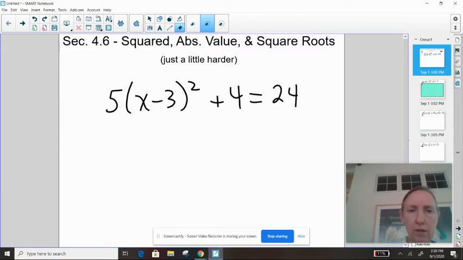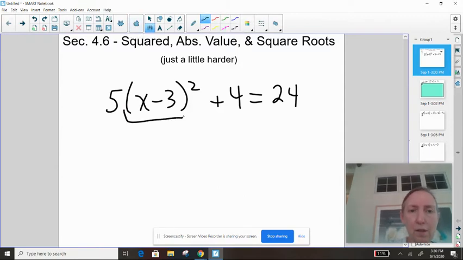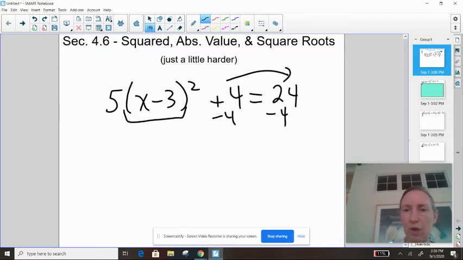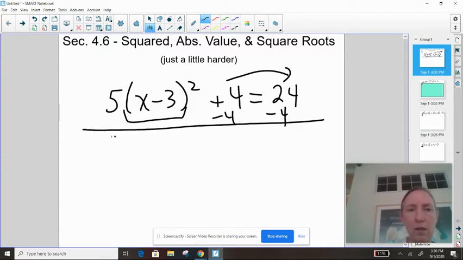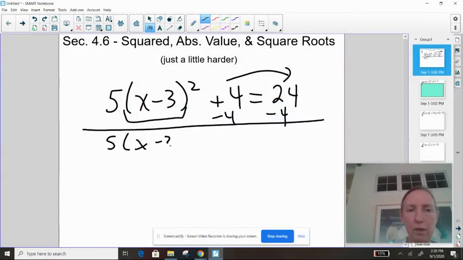So if I'm trying to isolate the squared quantity, I'm just going to get rid of the 4, just like you do when you solve equations. Subtract 4 from both sides. Then you're just dealing with this 5 that you need to get rid of.